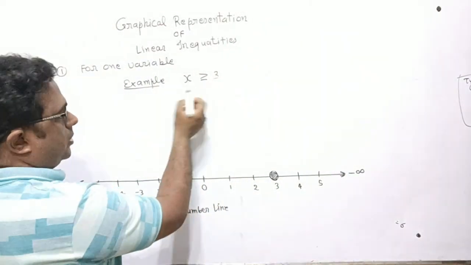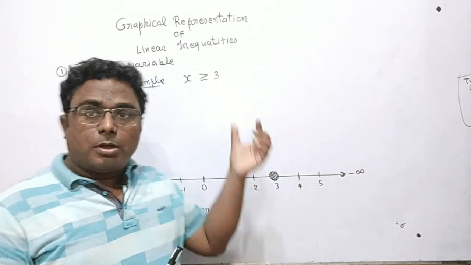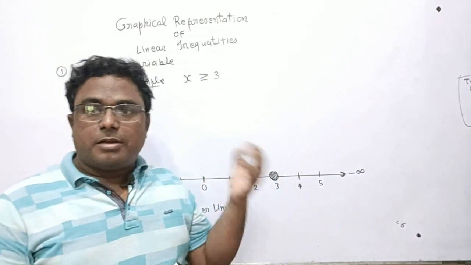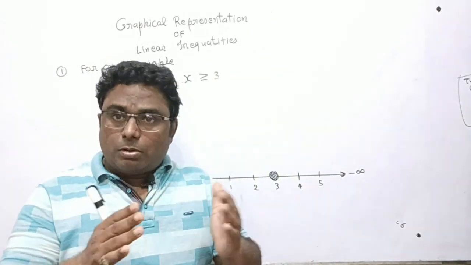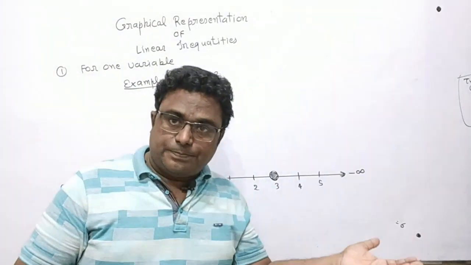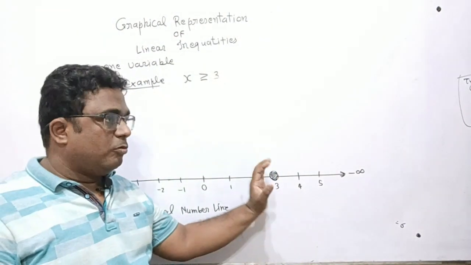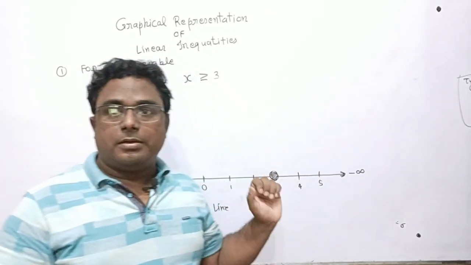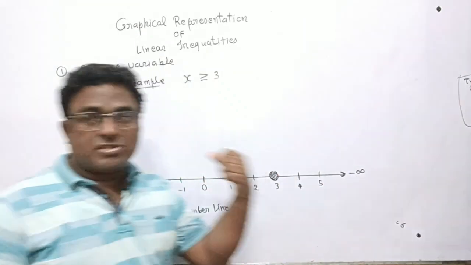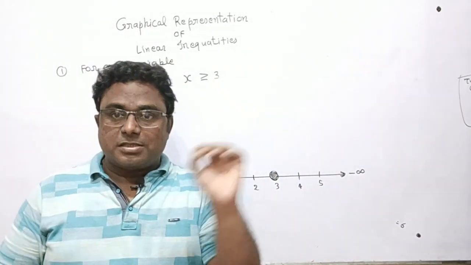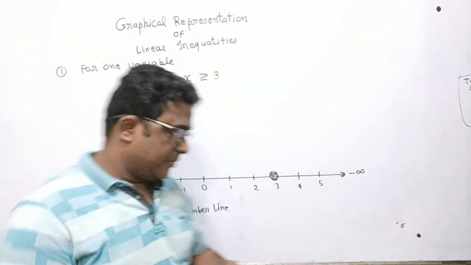After that, it is given that x greater than or equal to 3. So according to this, what is the meaning? That the value of x is either 3 or the value of x is more than 3. When I say more than 3, it means you have to move in the right side direction on the number line. And when I say less than, then you have to move in the left side direction. Simple rule: when we say less than, move towards left, and when we say more than, move towards right.